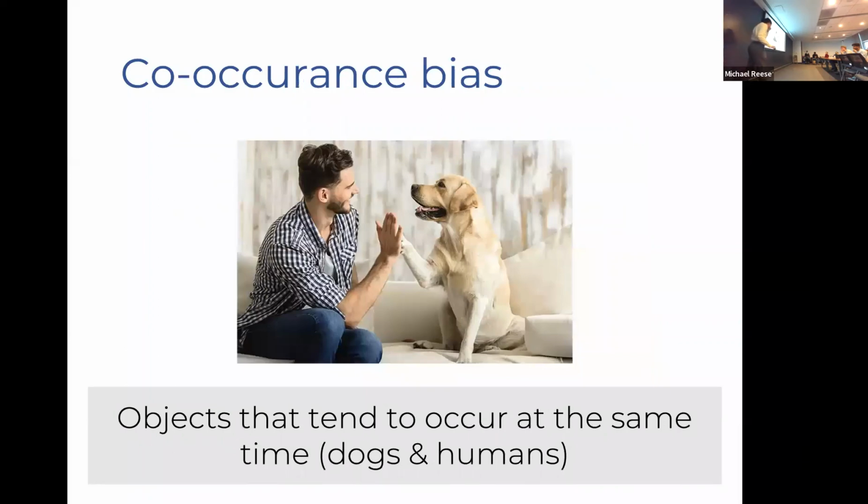The first thing we're going to talk about here is co-occurrence bias. This kind of bias is fairly simple. It's just the bias that things happen to occur at the same time. In this example, we're going to say that dogs and humans, when you're taking a photograph, tend to appear in the same photograph, as opposed to cats. Cats tend to be photographed all by themselves, whereas humans like to take photos with their dogs. So this is a co-occurrence bias.